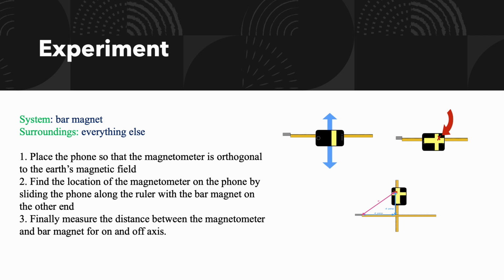So this is the procedure for the experiment. The system is the bar magnet, the surroundings are everything else. The first step is to place the phone so that the magnetometer is orthogonal to the Earth's magnetic field. Find the location of the magnetometer on the phone by sliding the phone along the ruler with the bar magnet on the other end. And finally, measure the distance between the magnetometer and bar magnet for on and off axis. You can see the gray object is the bar magnet, and the phone is black with yellow pieces of tape on it.